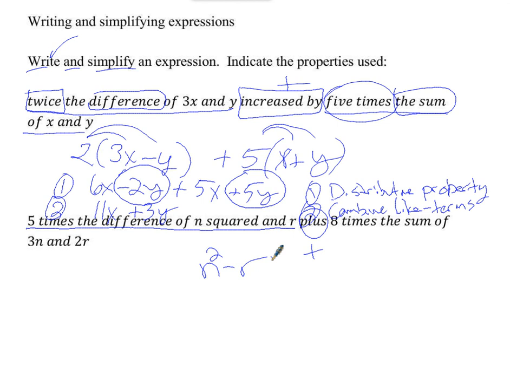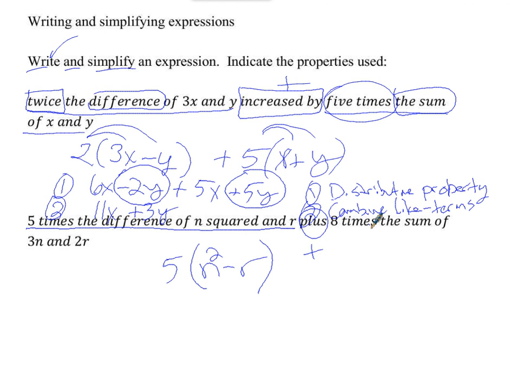Now, what am I doing to n squared and r? Whatever it is, I'm multiplying it times 5. The actual n squared minus r, whatever that is. So that means I have to put parentheses around it so that the order of operations tells me that this has to happen first, and then I multiply it times 5. That takes care of everything on this side of the plus sign. So now I go to the other side of the plus sign.